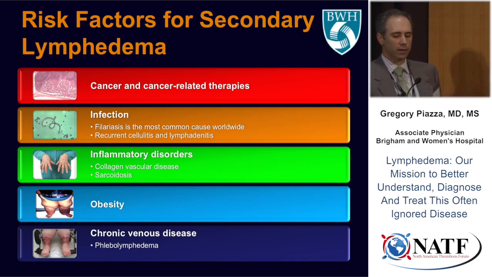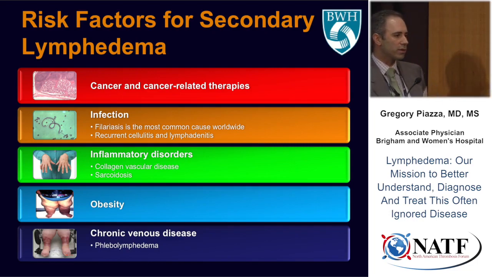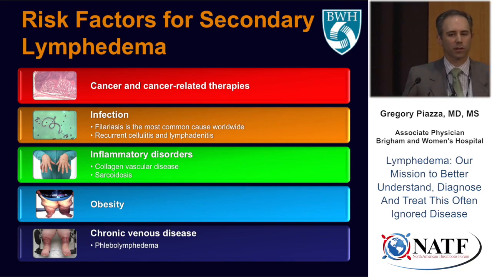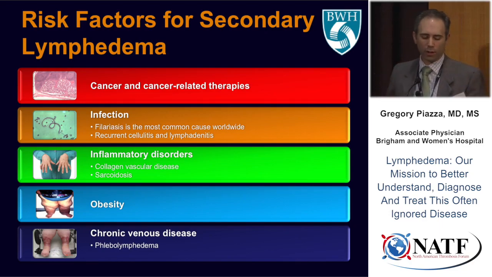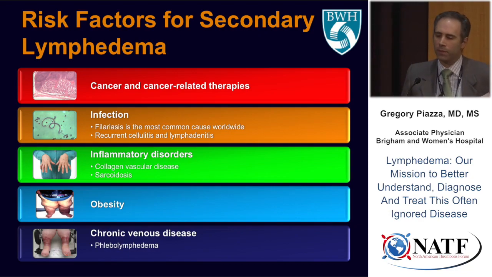So what are the risk factors of lymphedema? For secondary lymphedema, cancer and cancer-related therapies would be first and foremost in the developed world. Things like radiation therapy can scar the lymphatics or damage the lymph nodes. In the developing world, infection is the number 1 cause, and this includes filariasis, which is a parasitic infection that's very common. There are other illnesses like recurrent cellulitis or infections of the lymph nodes that can cause lymphedema.